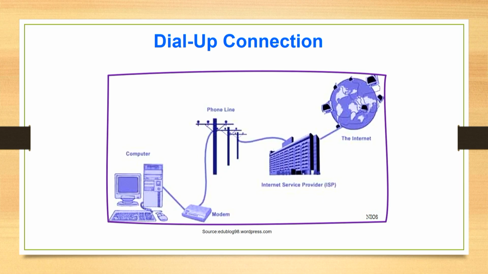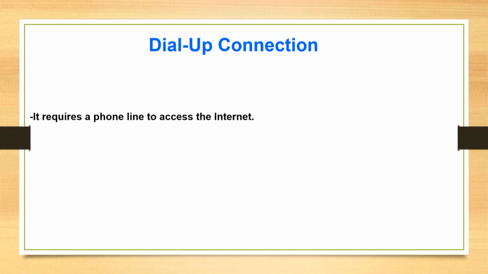First one is the dial-up connection. From the diagram, you can see that there is a computer, a phone line, a modem and an internet service provider that is used to access the internet. The modem is in between your computer and the phone line. And the ISP is the internet service provider that provides the internet access to the user. So let's see how it works.